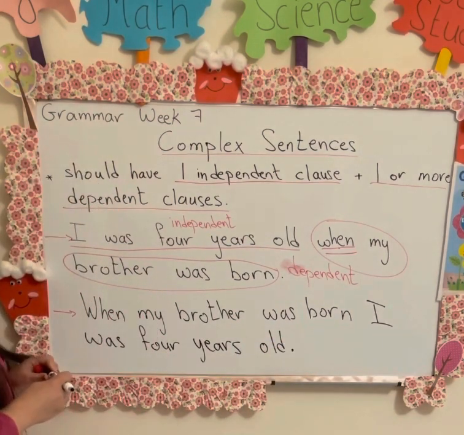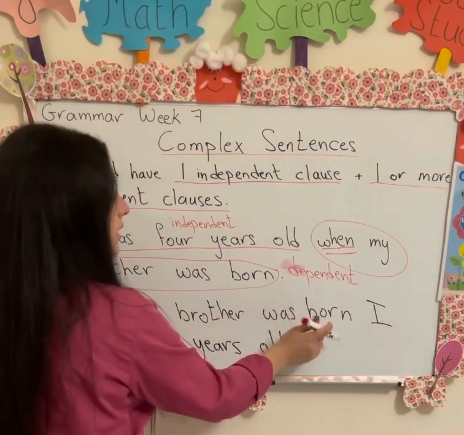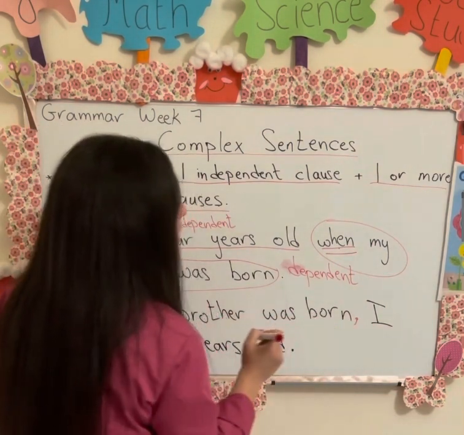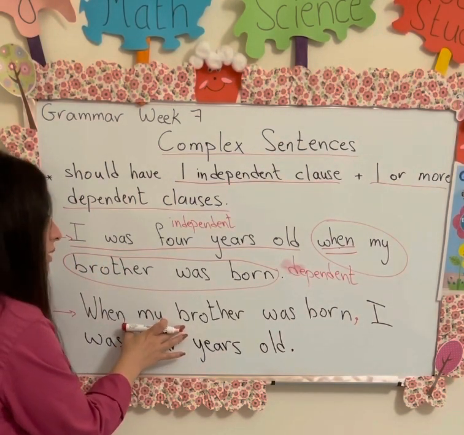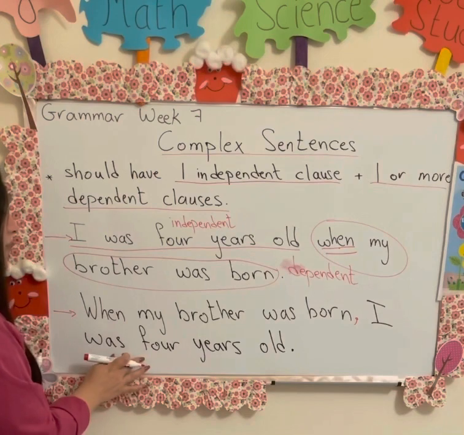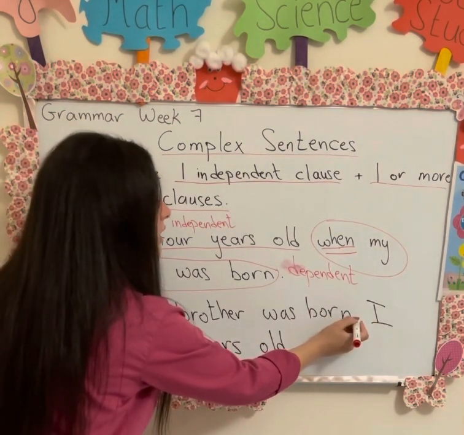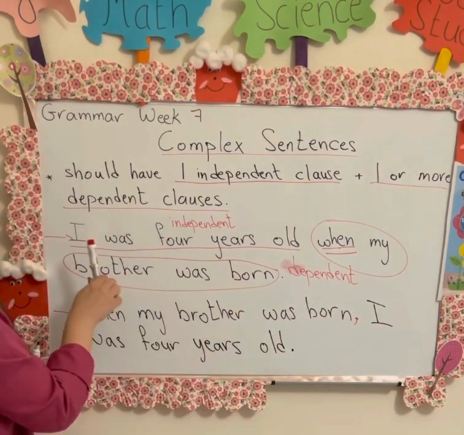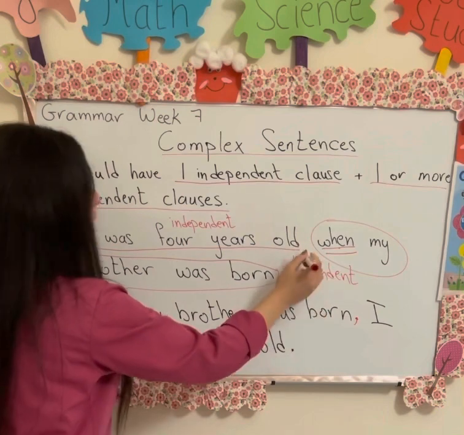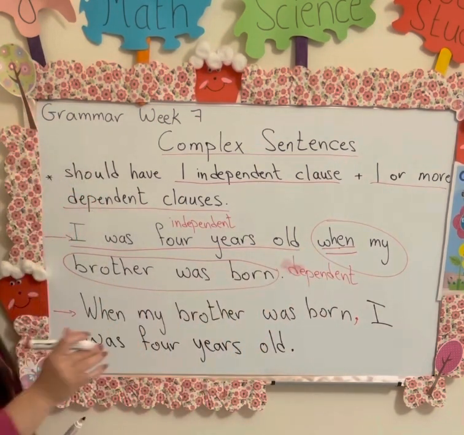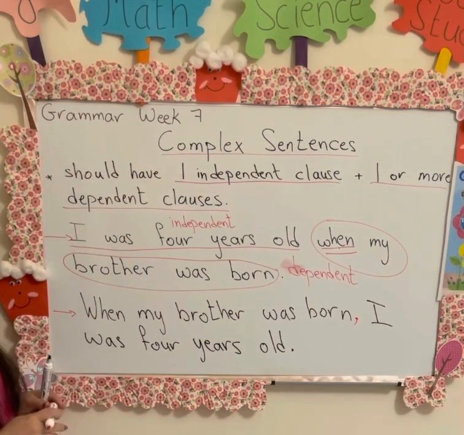Okay, but here there's something missing. "When my brother was born": we should add a comma. So whenever we start with the dependent clause and then write the independent clause, we should separate them with a comma. But when we start with the independent clause and then write the dependent clause, there's no need for a comma. So these are the two ways of punctuating a complex sentence.